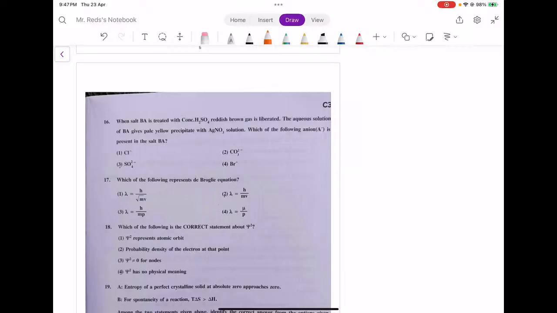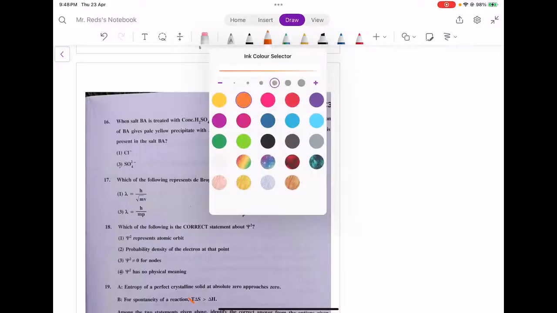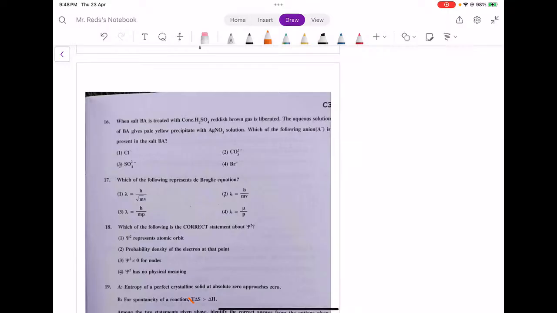Question number 16, students. First, everyone has to read the question properly. When salt B is treated with concentrated sulfuric acid, a reddish brown gas is liberated. The aqueous solution of B gives a yellow precipitate with AgNO3 solution. Which of the following anions A is present in the salt B?